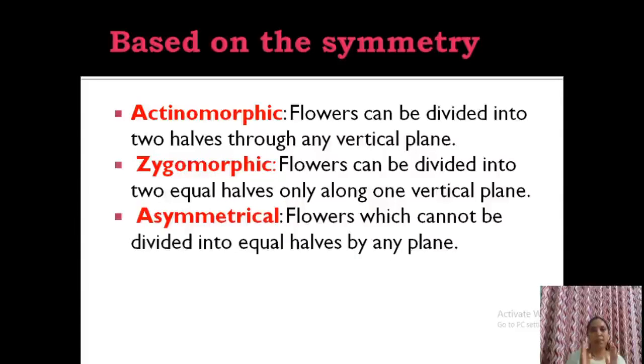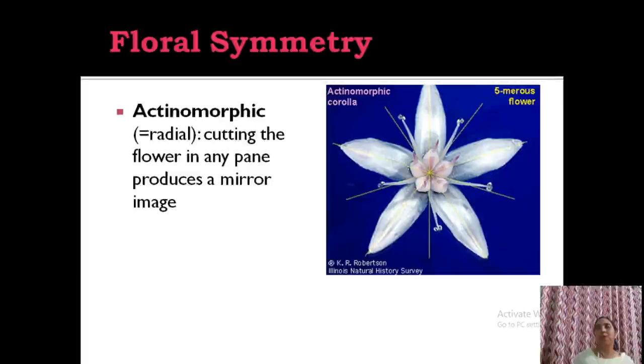So what do you mean by symmetry? That's actually a definite shape. Based on that shape we assign whether it is symmetrical or not. Look at our face, it has a definite symmetry. When you cut along this, you will get 2 equal halves. Likewise, based on symmetry, flowers are classified into 3 groups: actinomorphic, zygomorphic and asymmetrical. When a flower can be divided into 2 equal halves through any vertical plane, it is actinomorphic. If it can be divided into 2 halves along only one plane, that is zygomorphic. If there is no symmetry, that's asymmetry.